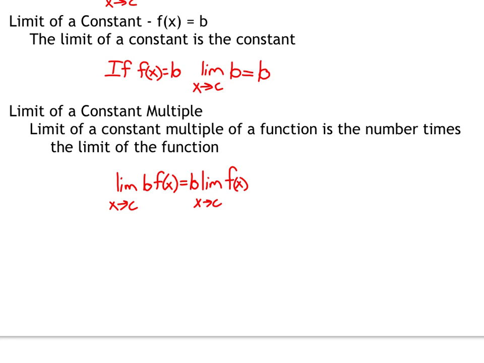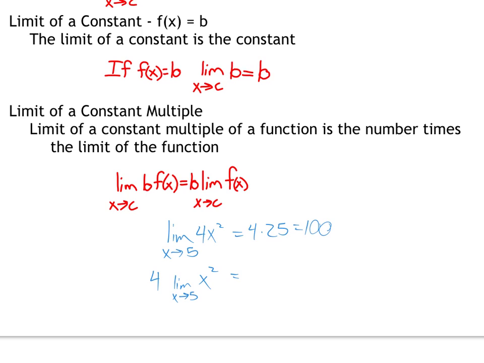You can actually see this in, say, a polynomial. Let's say we had the limit as x approaches 5 of 4x squared. Well, since that's a polynomial, you can just evaluate it at 5. So you know that it would be 4 times 25, which is 100. We could also pull the 4 out in front and find the limit of x squared. But we don't have to do that, right?